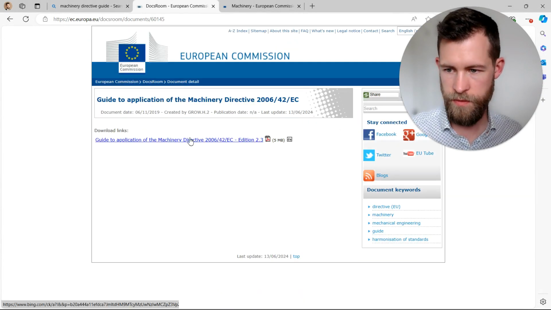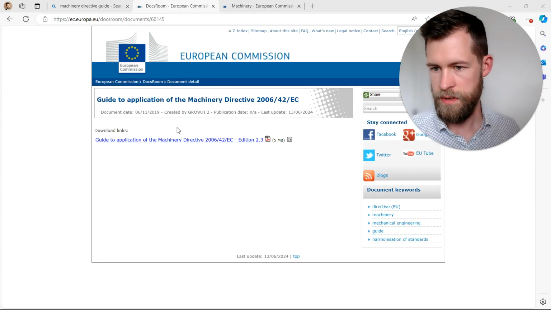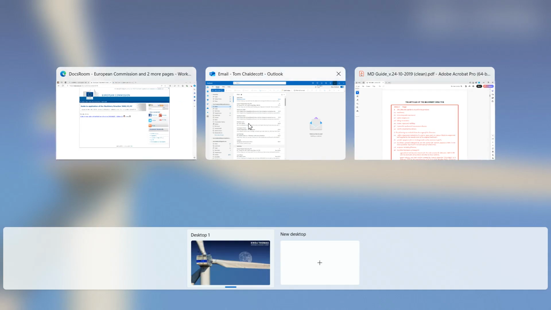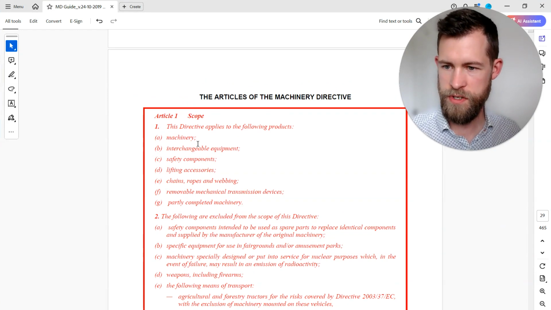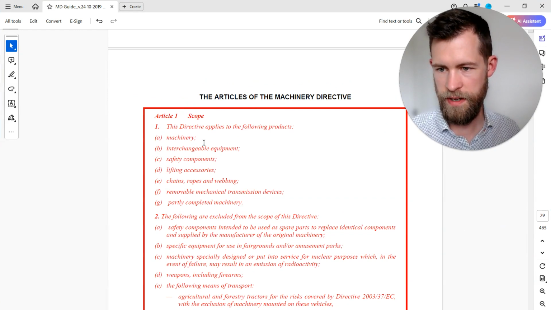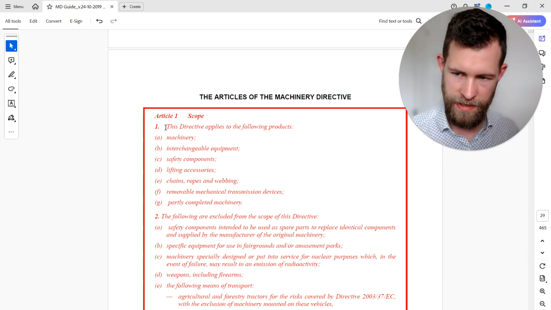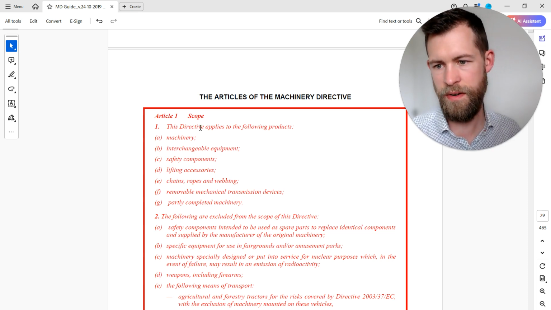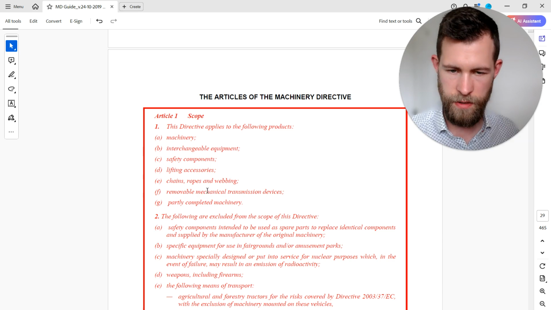So I think it's about 400 pages long. I've actually already got it open. So let's just flick to a different screen. So yeah, 465 pages. And I've just scrolled down. So this here is Article 1, and this is some of the definitions. So this is a list of what the directive applies to. We've got machinery, interchangeable equipment, safety components, lifting accessories, and other pieces.